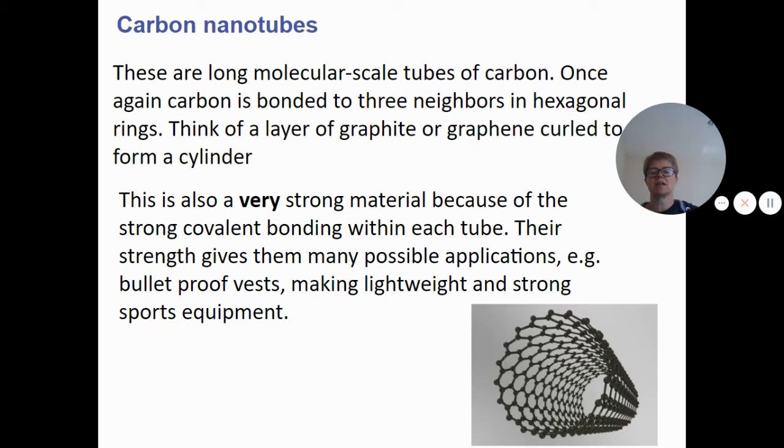Carbon nanotubes next. These are long molecular scale tubes of carbon. Once again, carbon is bonded to 3 neighbours in hexagonal rings. Think of a layer of graphite or graphene curled to form a cylinder. This is also a very strong material because of the strong covalent bonding within each tube. Their strength gives them many possible applications, for example in bulletproof vests, making lightweight and strong sports equipment. So pause here to complete that row.